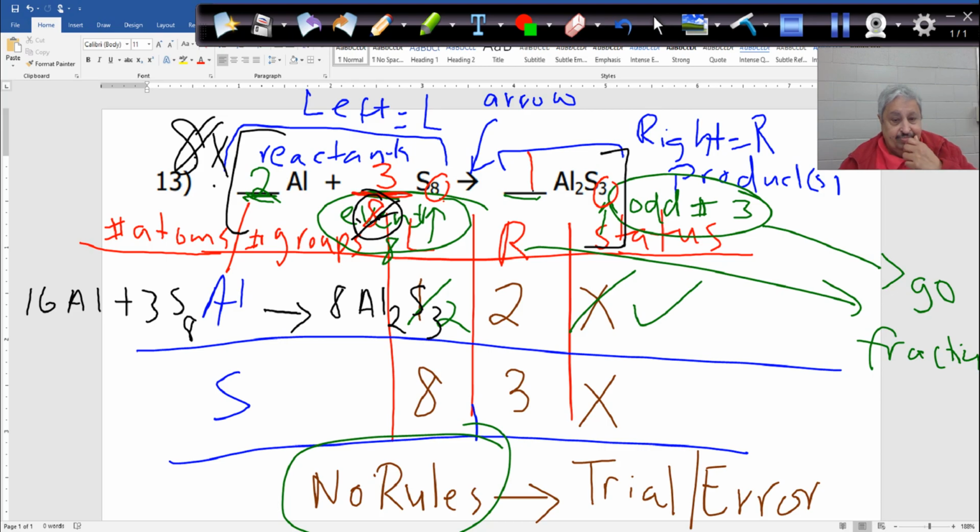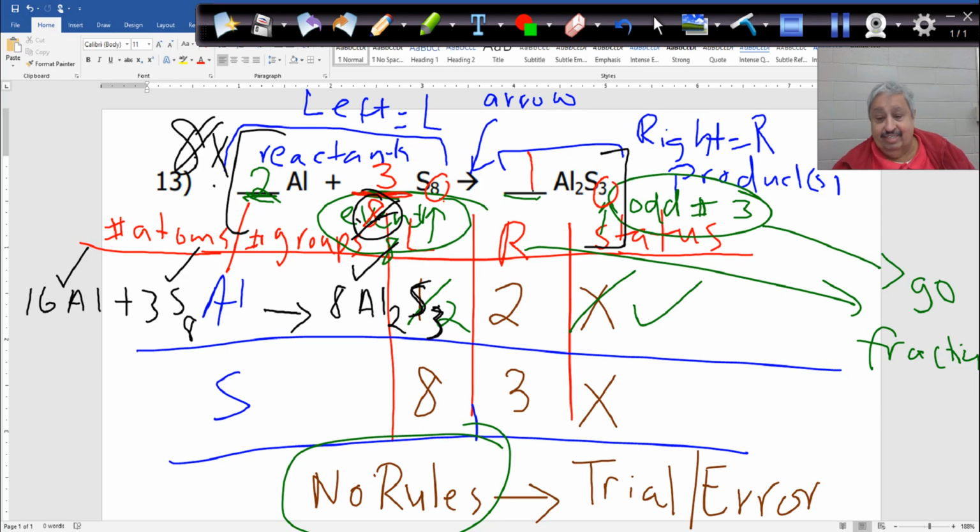Correct, guys? Now, see if that's correct. Do we have 16 aluminum in the left? 16 aluminum in the left. Do we have 16 in the right? Yes. Do we have 3 multiplied by 8, 24 sulfur atoms in the left? And in the right, this is 3. Correct?